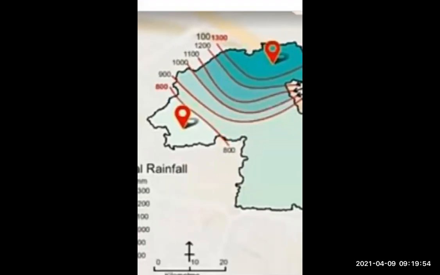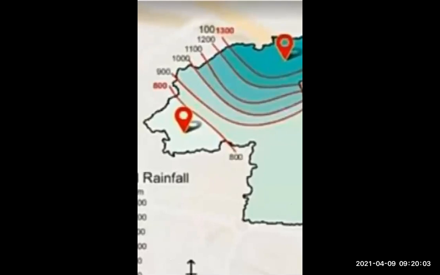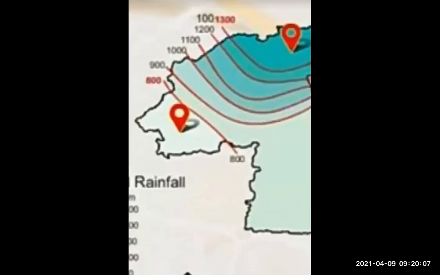Afterward, the next thing you should always conclude is the lines. Now just look over here. Whenever the lines are closer, just look at these lines: the 800 and 900, both lines are closer to each other. This is called steep.